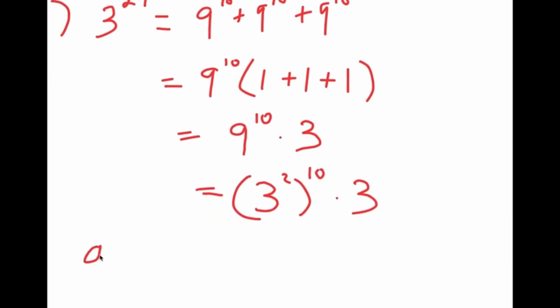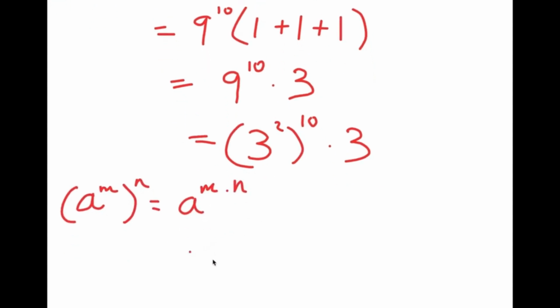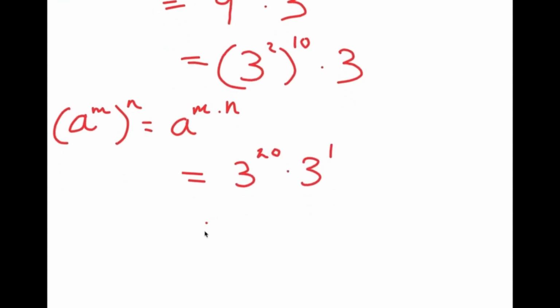And if I have something in the form a to the power of m to the power of n, this is equal to a to the power of m times n. So 3 to the power of 2 to the power of 10 is going to equal 3 to the power of 20. And I have this times 3 to the power of 1. So I simply just add the exponents. This is equal to 3 to the power of 21.